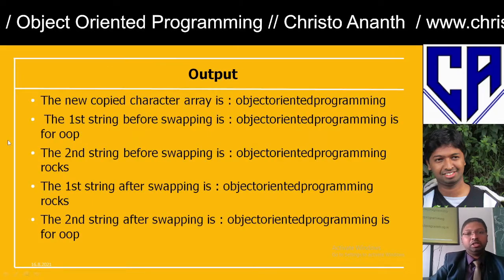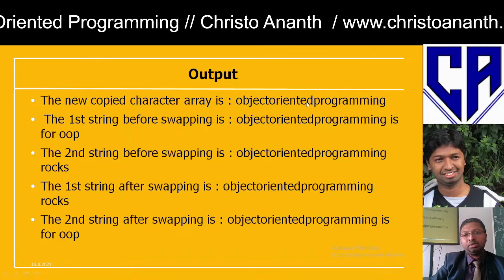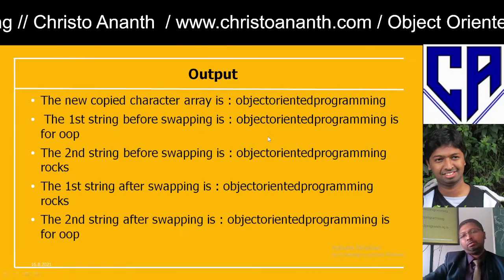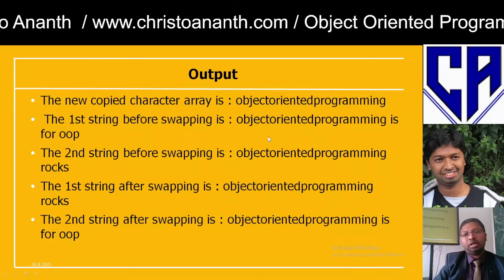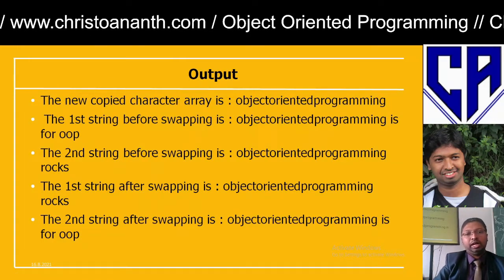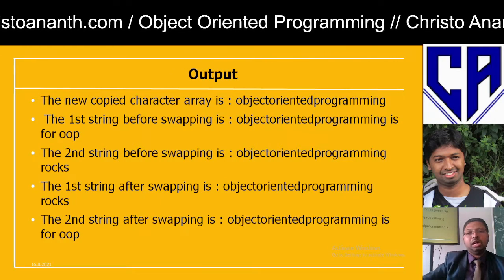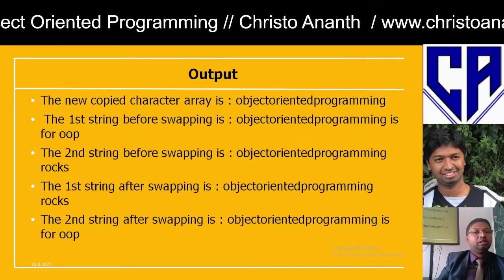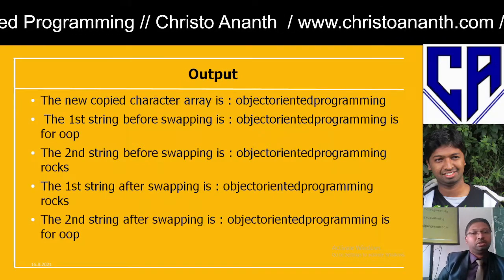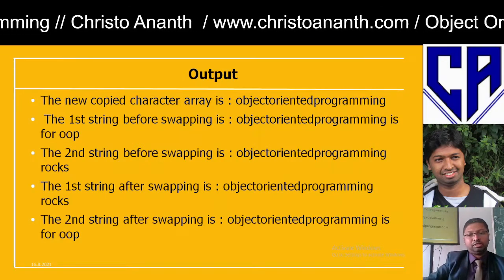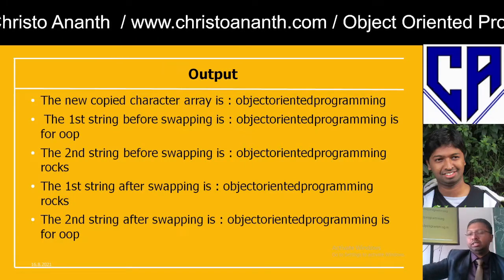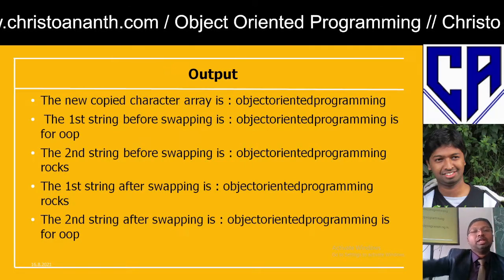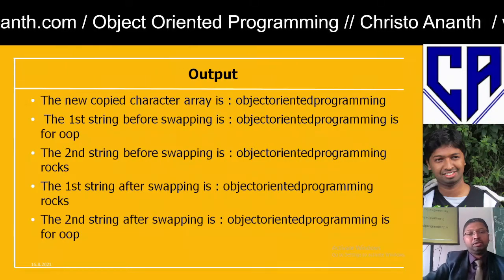So the output: the new copied character array is "object oriented programming". The first string before swapping is, as you remember, "object oriented programming is for OOP", and the second string before swapping is "object oriented programming rocks". Now you swap the first and second strings. The first string after swapping gets the second string's value, "object oriented programming rocks", and the second string after swapping gets the first string, "object oriented programming is for OOP".